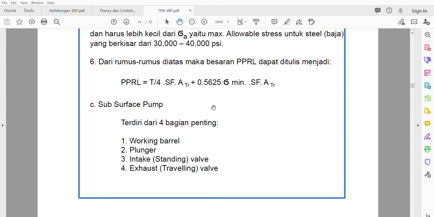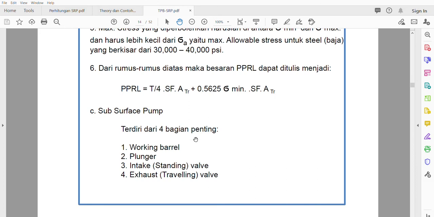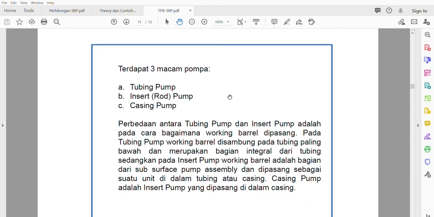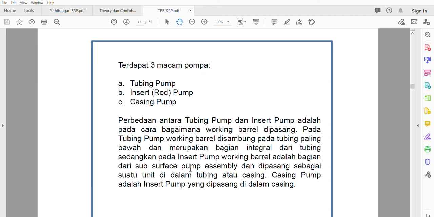Okay, subsurface pump. There are four things in this bottom hole: the working barrel, the plunger, the intake standing valve, and the exhaust traveling valve. We'll talk about it later. And then there are three types of pump: tubing pump, insert rod pump, and casing pump. For the tubing pump, the pump is connected to the tubing. For the insert pump, the pump is inside the tubing. And for the casing pump, the pump is inserted in the casing. So instead of the insert pump being inserted into the tubing, the casing pump is inserted in the casing.